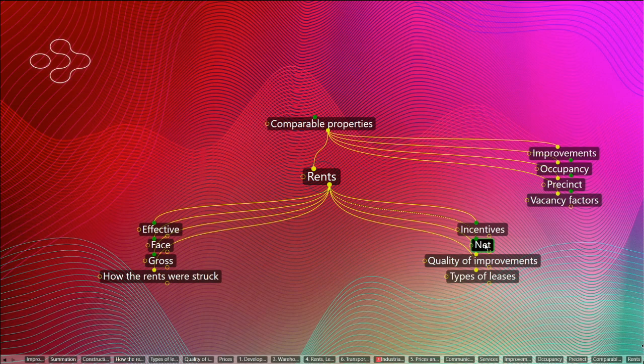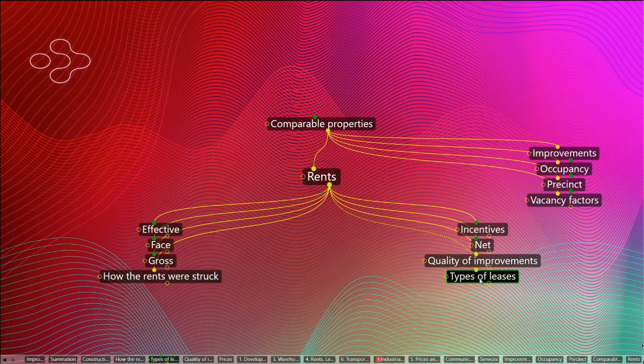The reason you dig down in rents is to fully understand what you're looking at and to know if the rents are truly comparable to the property that you are taking to the market. And of course, in the comparable properties, you should be looking at the quality of improvements. Are they modern or are they redundant, perhaps old? Look at the quality of the improvements in the asset. And in each comparable property, assess the types of leases, whether it's a good quality lease.